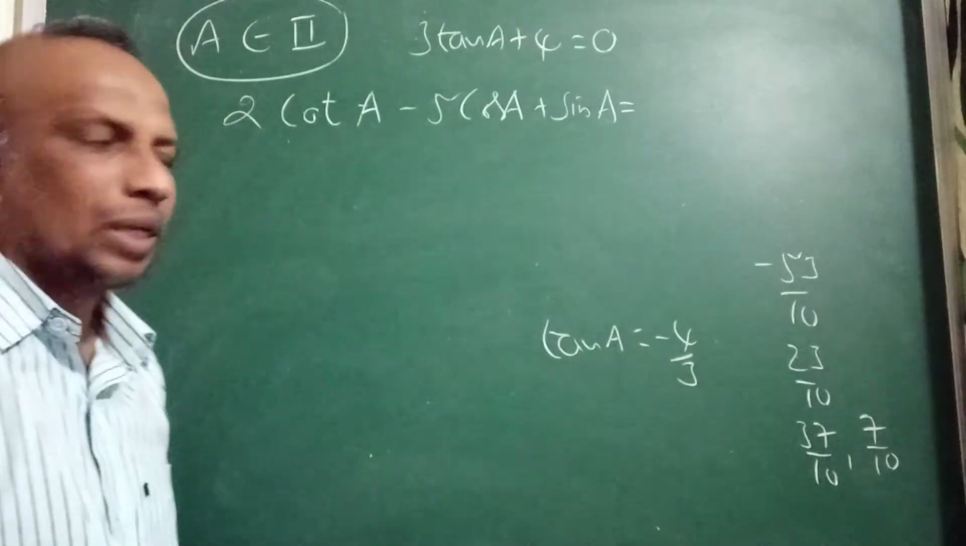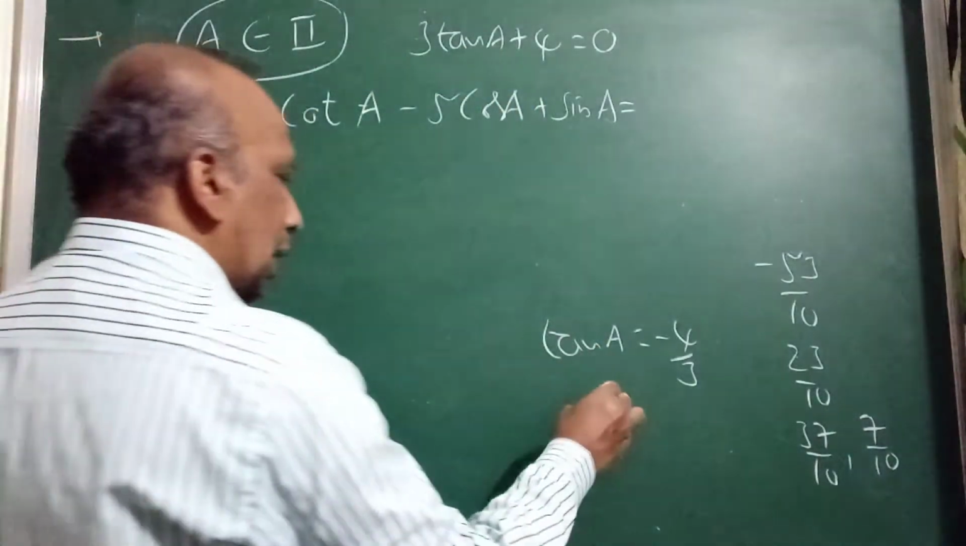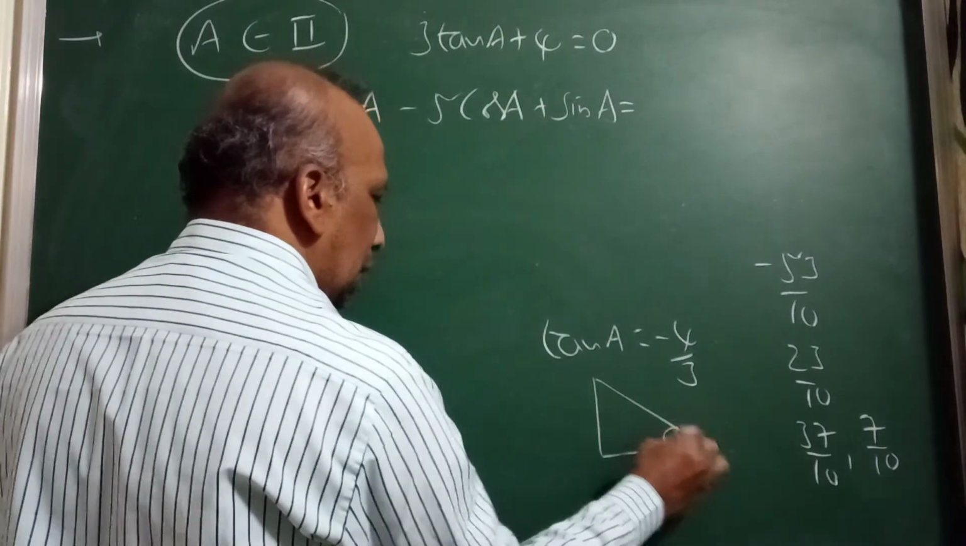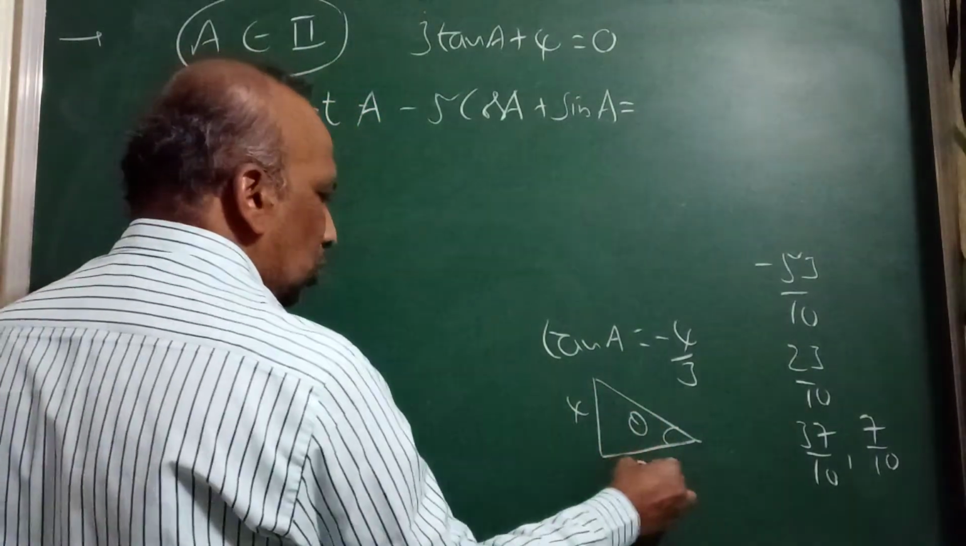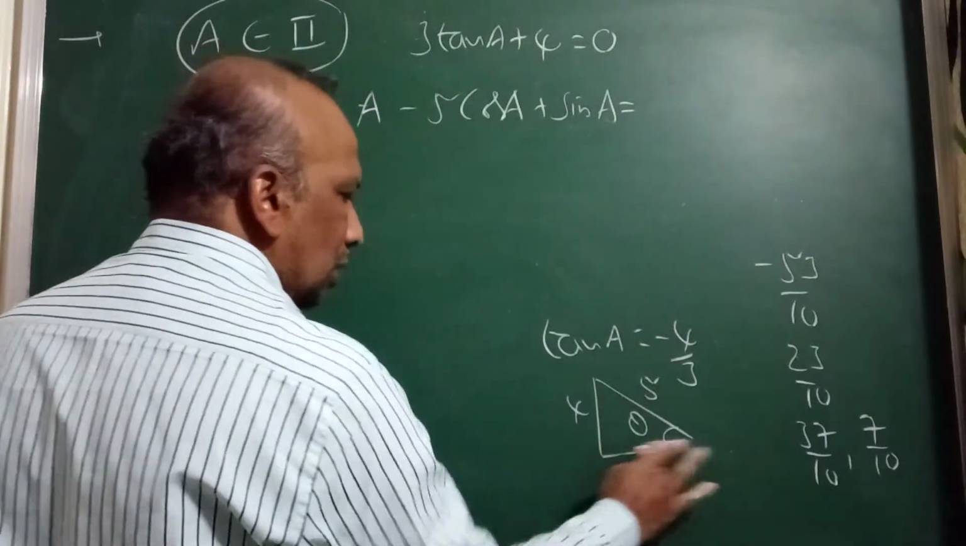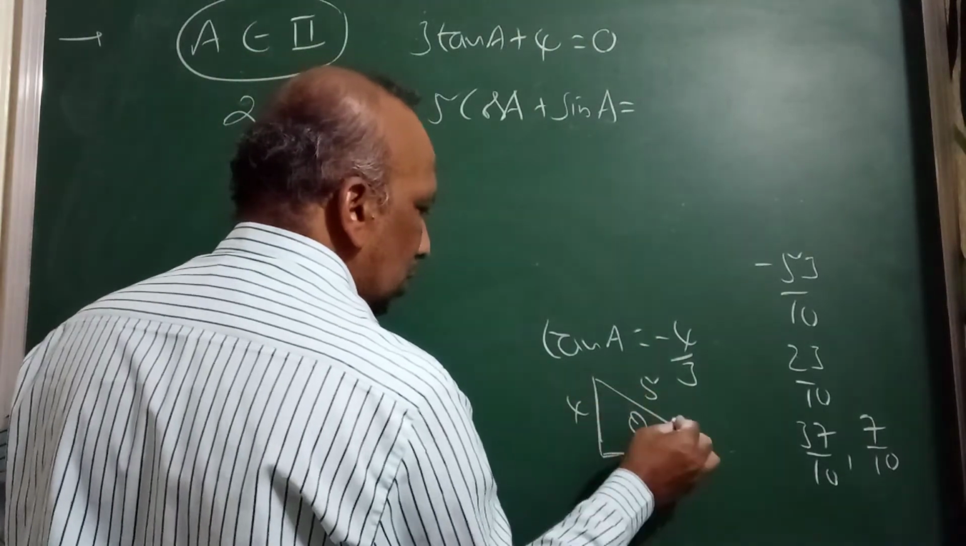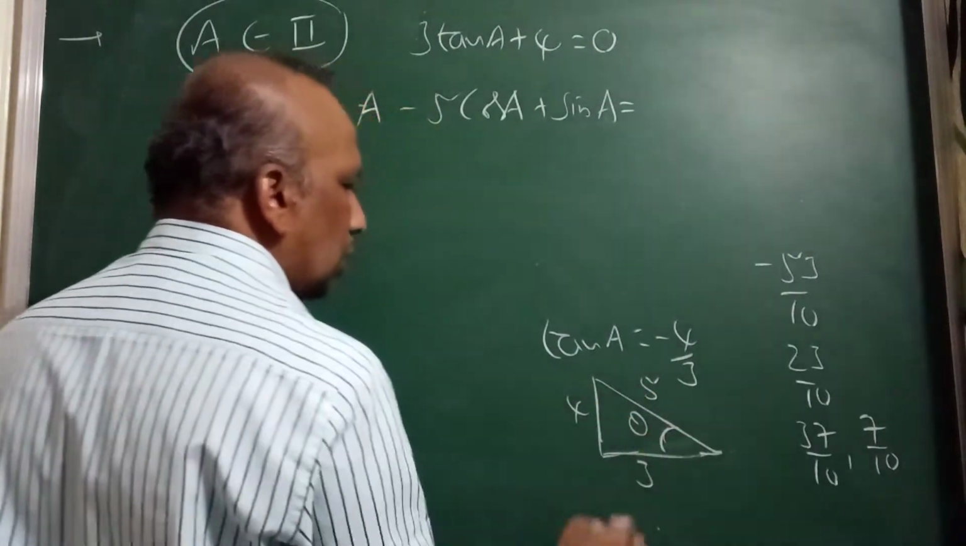These are the options they are given. So tan A equal to minus 4 by 3 means you take the triangle here with sides 4, 3. This will be 5, right? Use the right angle triangle, right? So this is theta here.